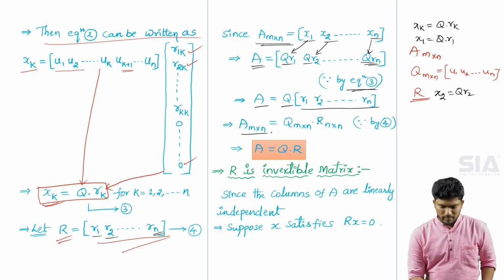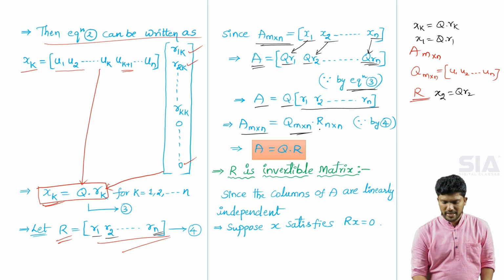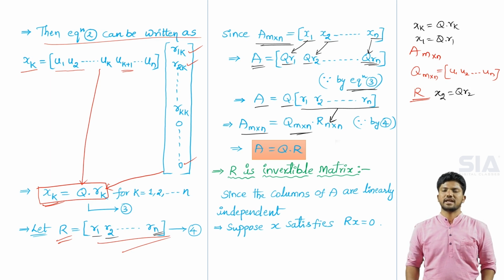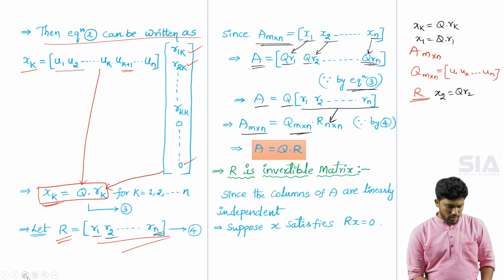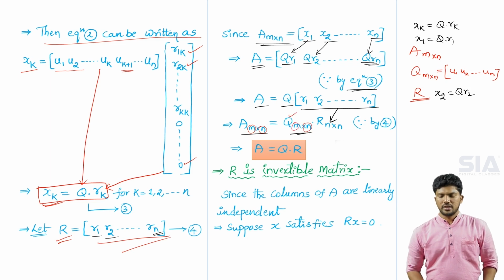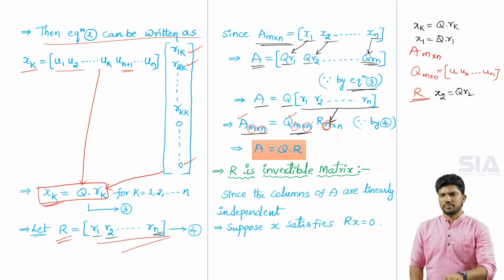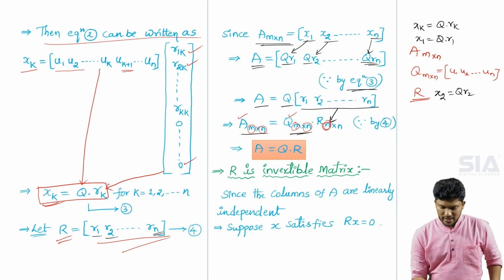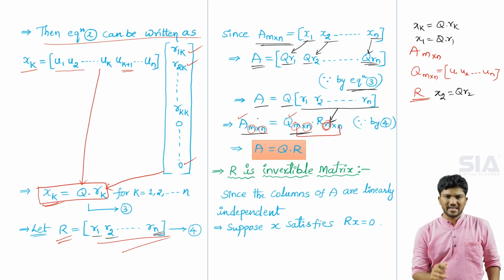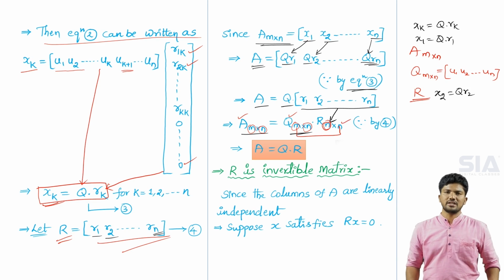So capital A, m by n, is equal to Q, m by n, times this value from equation number 4, we can write R, n by n. Why? Because the LHS value is m by n, and already we have Q also m by n. Here capital A is the product of two matrices. To get the product, the number of rows of capital R should be small n, and the number of columns also small n only.